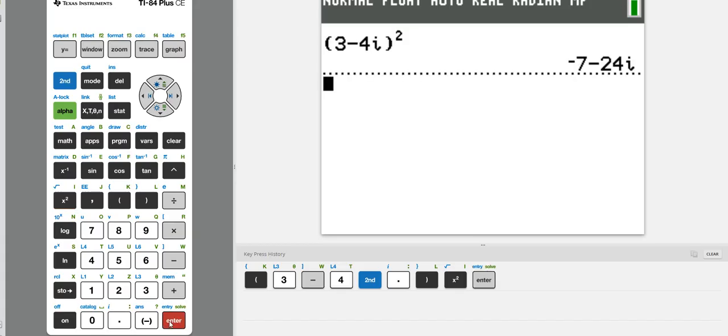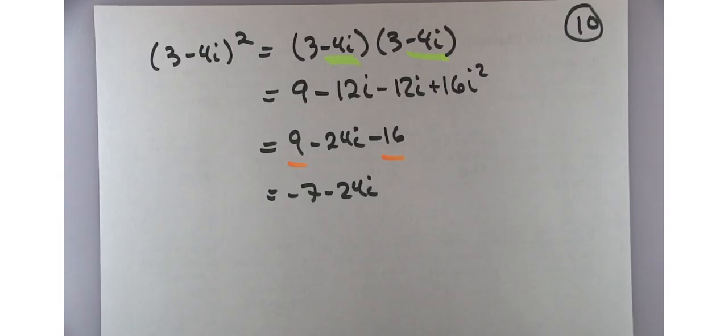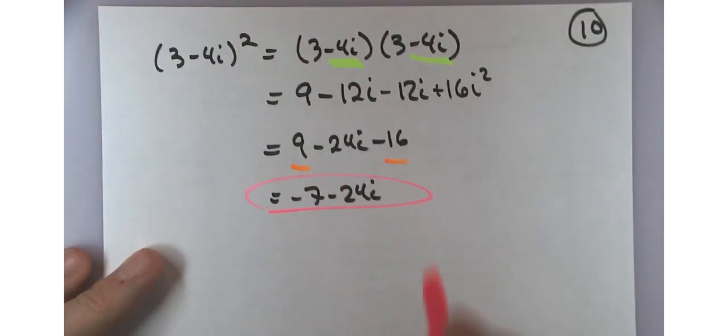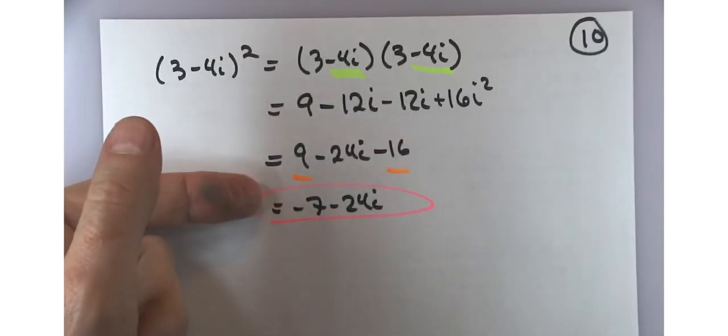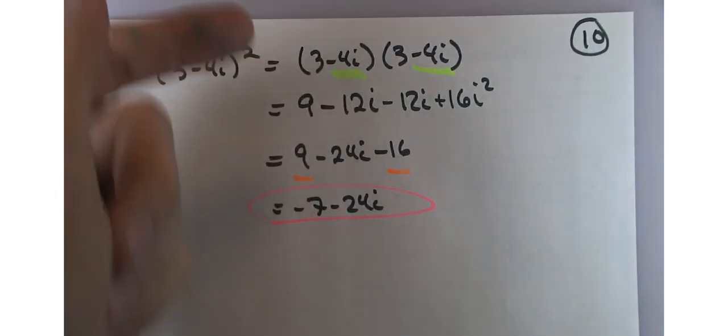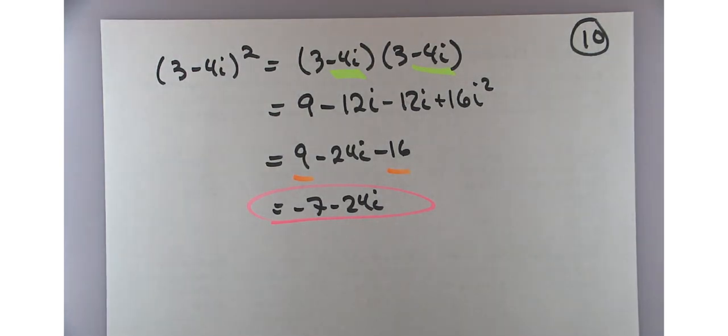Ooh, yeah, how about that? Give us a little love on that one. 3 minus 4i squared, negative 7 minus 24i. So you can check your answers with these before you hand it in. There's nothing wrong with that. I encourage you to do that. I want you to get the right answers. I'm not going to give you credit if you just give me the answer. I need to see the work. But you can check it. Nothing wrong there.